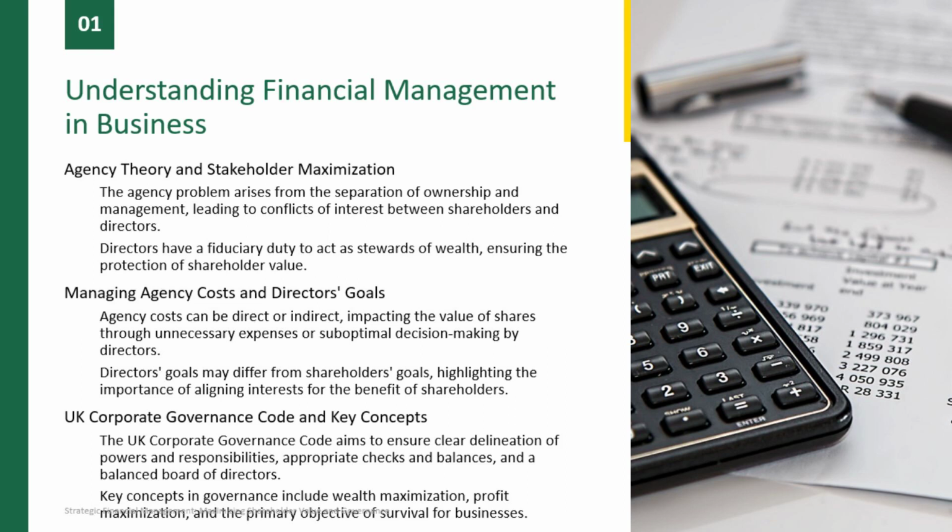Managing agency costs is crucial in order to preserve shareholder value. These costs, whether direct or indirect, can decrease the value of shares through unnecessary expenses or suboptimal decision-making by directors. This emphasizes the need to align the goals of directors with those of shareholders in order to maximize shareholder value. The UK Corporate Governance Code provides guidelines for transparent, accountable, and balanced power structures within companies.